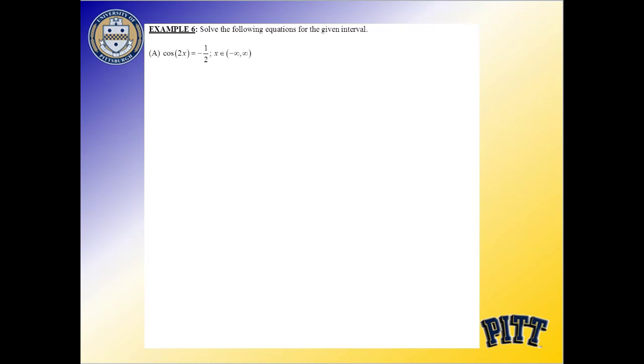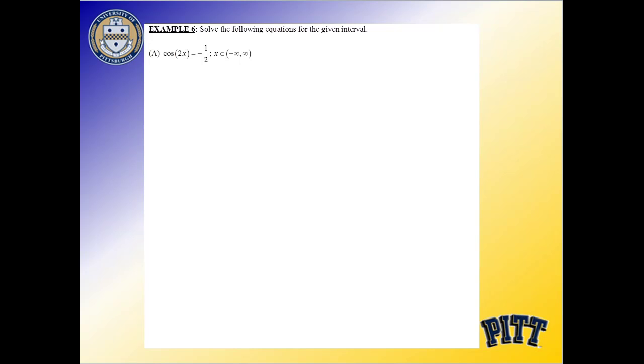The first thing I'm going to have to do, since 2x is in parentheses and I do have things outside the parentheses, is that those things outside the parentheses have to go. And really the only thing outside the parentheses is cosine. So cosine has to go. I have to get rid of cosine.